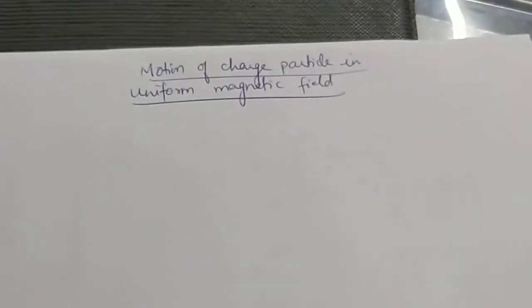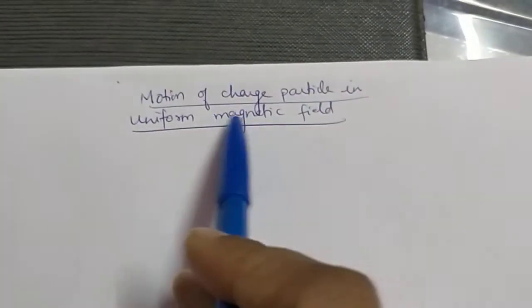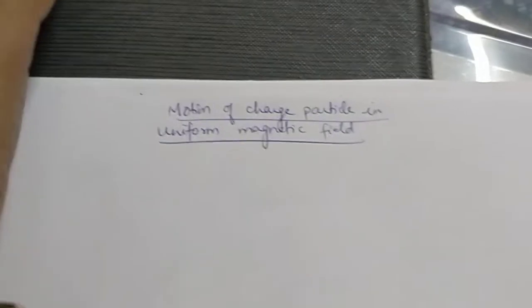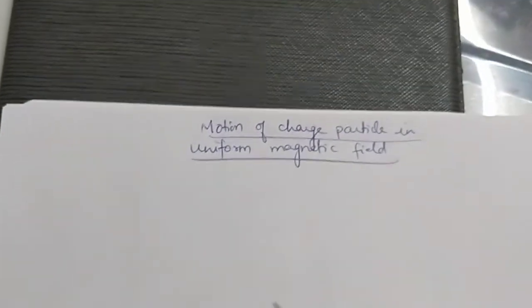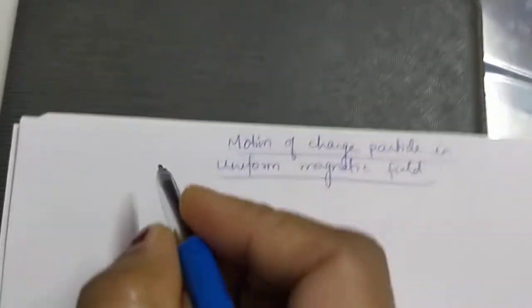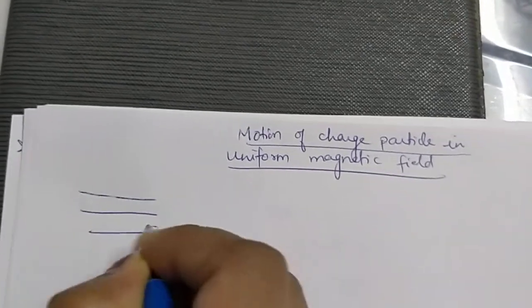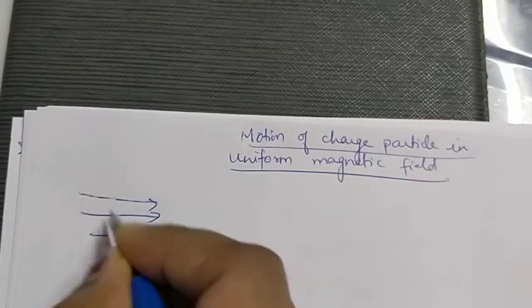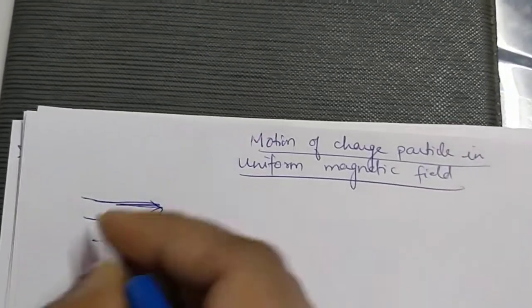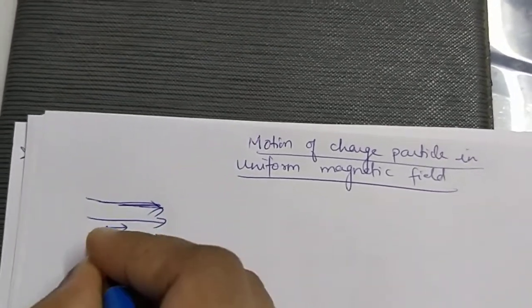Okay, so today's topic is motion of a charged particle in a uniform magnetic field. We have already done the uniform electric field. Now it's time for a uniform magnetic field. Suppose you have a uniform magnetic field like this, and the charged particle is moving in the same direction as the field.